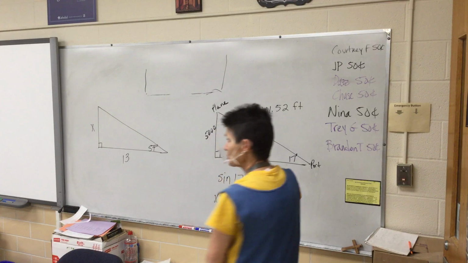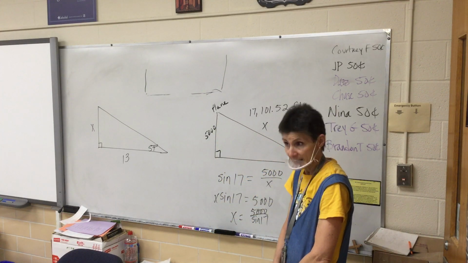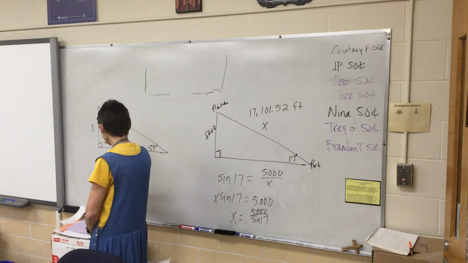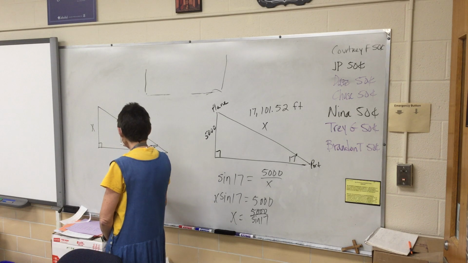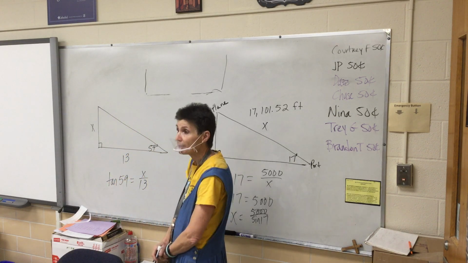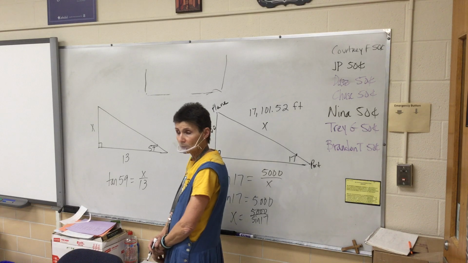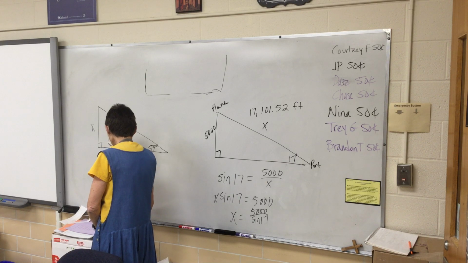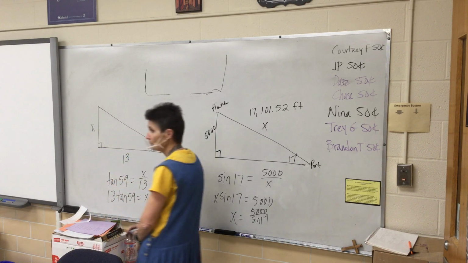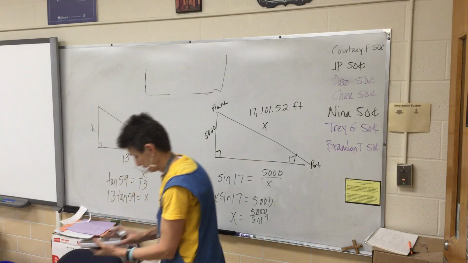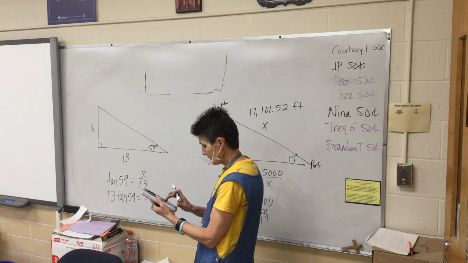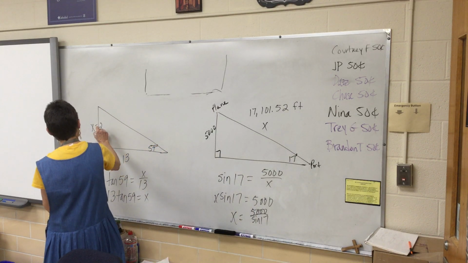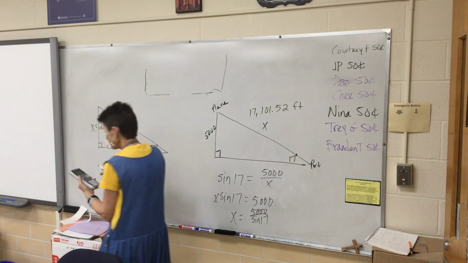Okay, what function do I use to write my equation? Tangent. So tan 59 equals x over 13. Now remember, you're getting rid of the fraction, so you'll multiply by 13. So 13 tan 59 will give you x. 13 tan 59, that flagpole is 21.64 feet tall.